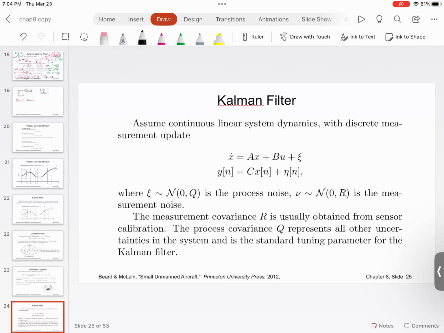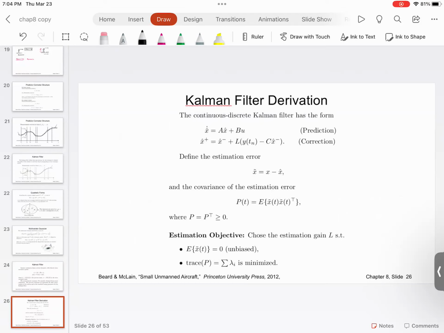And the process covariance Q is basically the uncertainties that are present in the system that are clubbed in the process covariance. And these R and Q matrices help us tune the Kalman gain in real time.